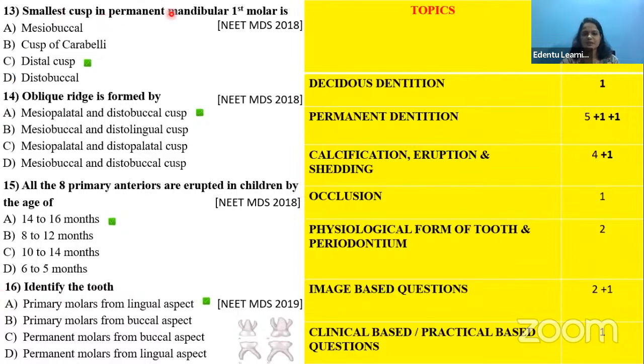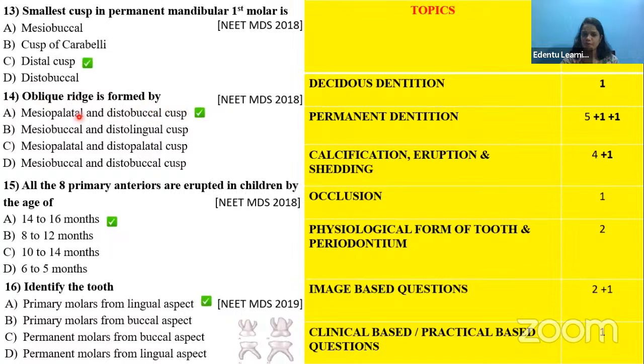Now, the smallest cusp in the permanent mandibular first molar is, okay, the distal cusp. Either they can ask questions like this directly, which is the smallest cusp of the permanent mandibular first molar, or they can give all the cusps, the mesiobuccal, distobuccal, distal, and so on, either in ascending or descending order, and ask you to identify the option. So that is also a possible way of asking cusp size questions. And it belongs to the permanent dentition.